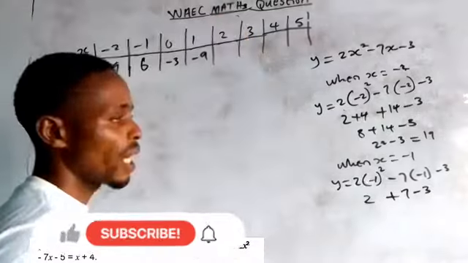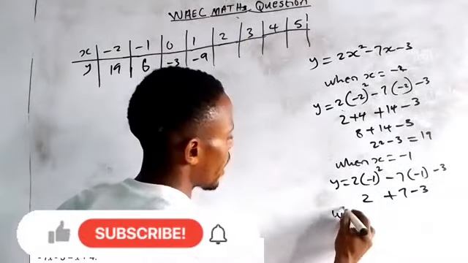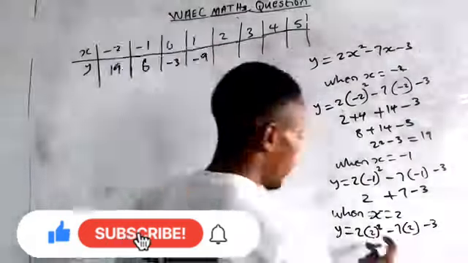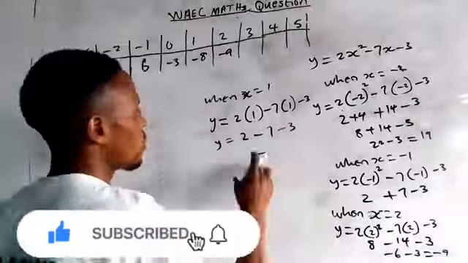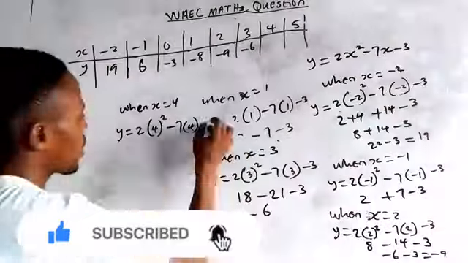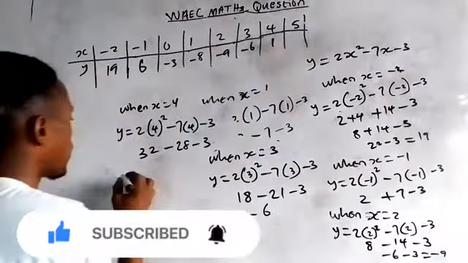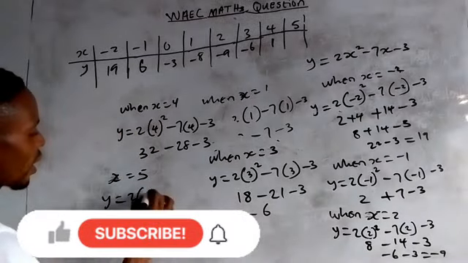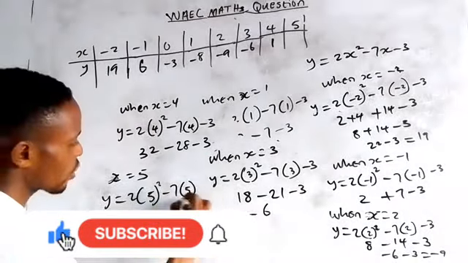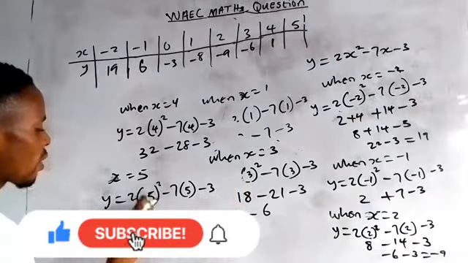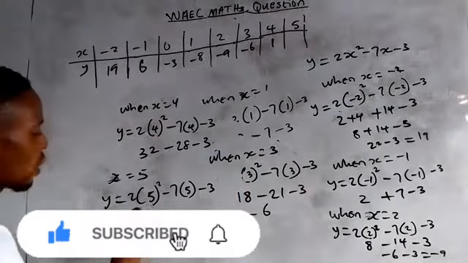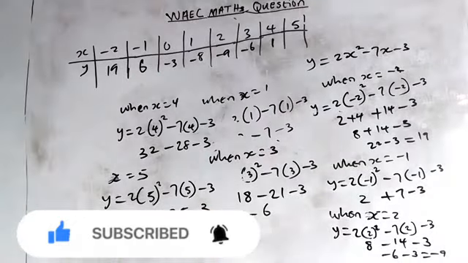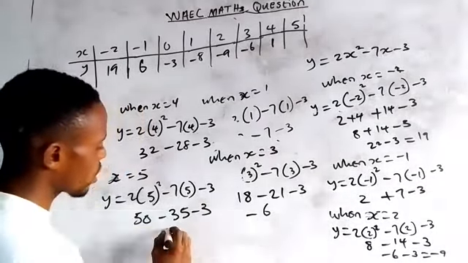Now let's go to when s is equal to 5. So we say when s is equal to what? When s is equal to 5, once again the value of y, so our y is equal to 2 into 5 whole squared, minus 7 times 5, and here we have minus 3. So in this place, 5 squared is 25, 25 times 2 is 50, minus 5 times 7, that gives us 35, minus 3. So when you subtract, 50 minus 35 minus 3, we have 12. So the answer here is 12.